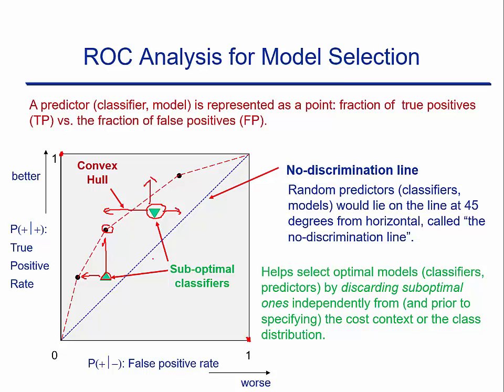Now the blue dotted line from the left bottom up to the right top is the no discrimination line, from which we cannot say the classifier is a useful classifier. Instead, it behaves like a random predictor.